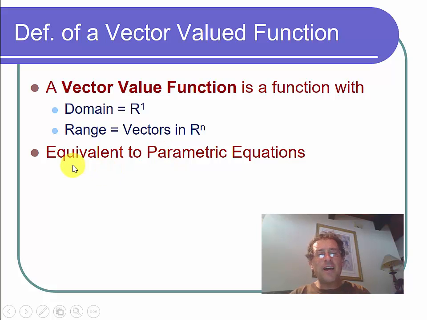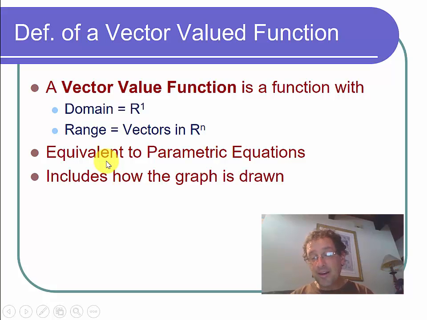One of the things is that a vector-valued function is equivalent to parametric equations. If you remember, parametric equations were functions whose domain was R1, which is the same, and the range were points in Rn. But for every point in Rn, you get a vector in Rn that starts at the origin and goes to that point. That's how the equivalence works. So the graph of a vector-valued function is more than just the static picture, but includes how the graph is drawn. It's dynamic, just like parametric equations, because they are equivalent.